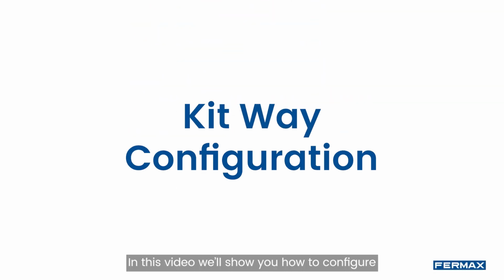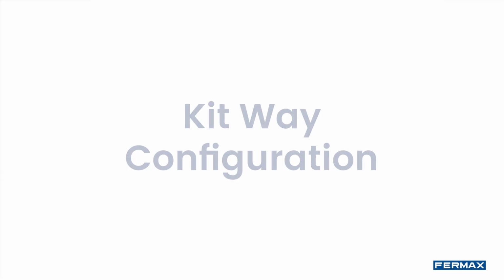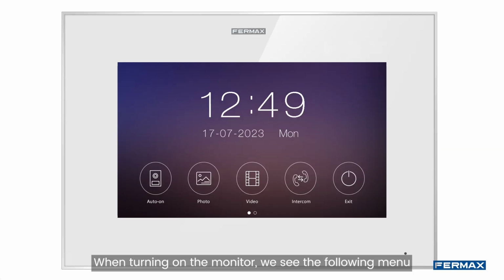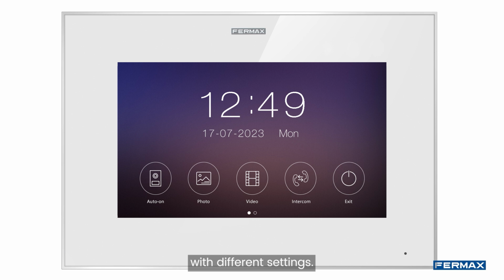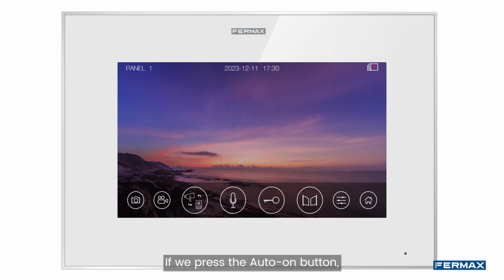In this video, we'll show you how to configure the monitor of the Kitway Video Door Station Kit. When turning on the monitor, we see the following menu with different settings. If we press the Auto-On button, we'll see the live view of the street provided by the camera.